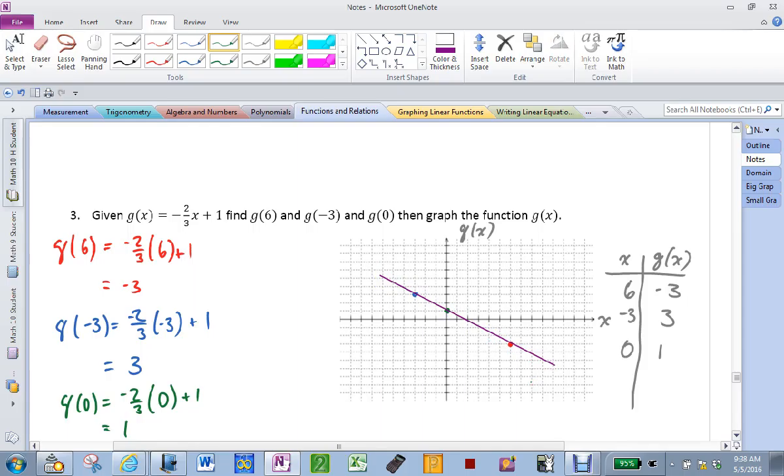Everybody good? Everybody understand? Any problems? It just looks different. Is there anything functionally different? Functionally? Because we're doing functions?